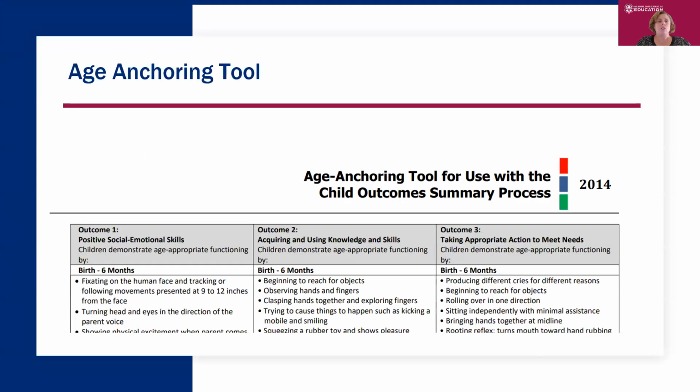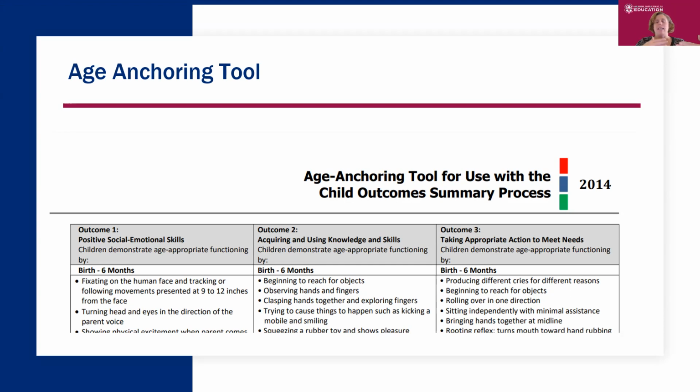So some additional tools that we have available help programs in acquiring the 1 to 7 ratings for students if they are using the COAST process. One is the age anchoring tool. The age anchoring tool was developed utilizing typical child development and breaking out the knowledge and skills that we're looking for in each of the outcome areas.